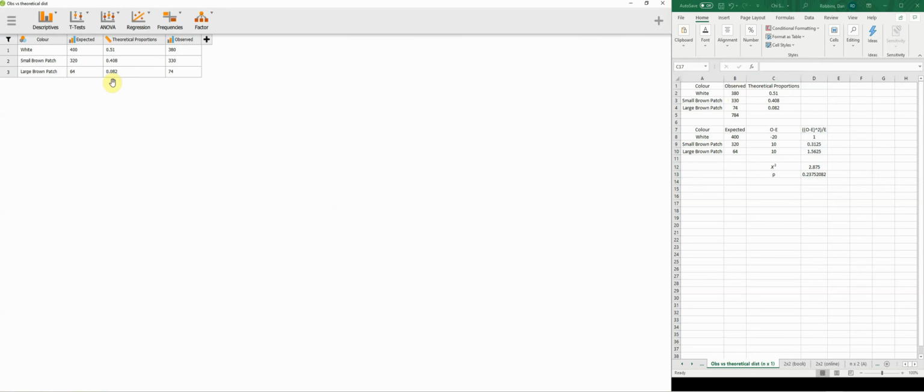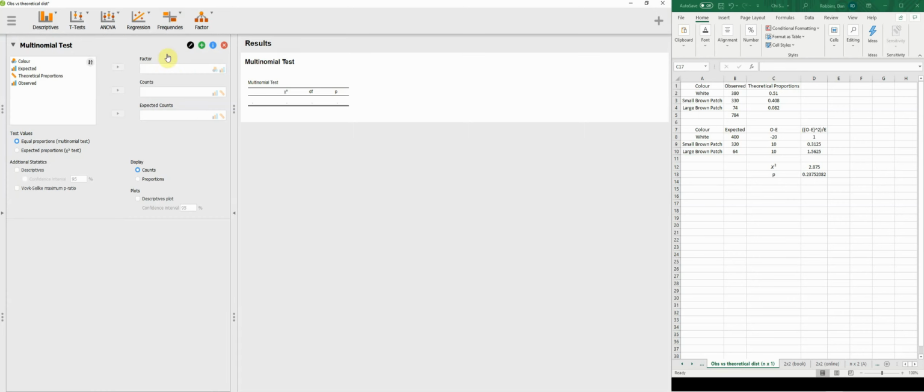I've already set up the file, so I can import that quickly. We can see that we have the colour of the mice, the expected values that have been calculated by using the total of the observed amounts multiplied by the respective proportions. Now, when you have an observed count compared to a theoretical proportion, we use something called the multinomial test. We have a factor, which is saying how do we divide up our group. We have our observed counts, and it only asks for the expected count, so you need to use proportions to calculate those in advance.